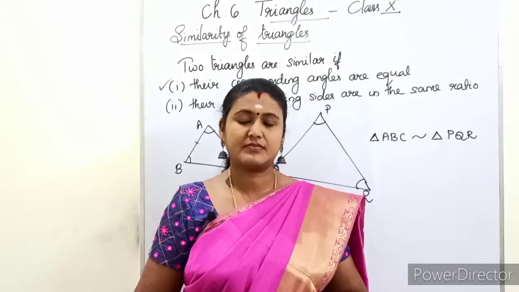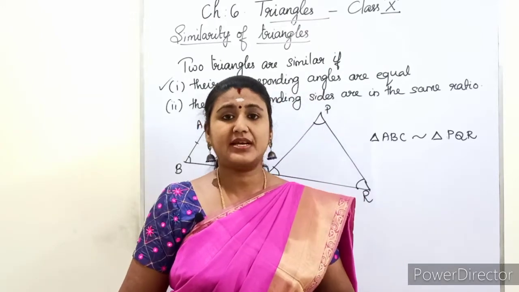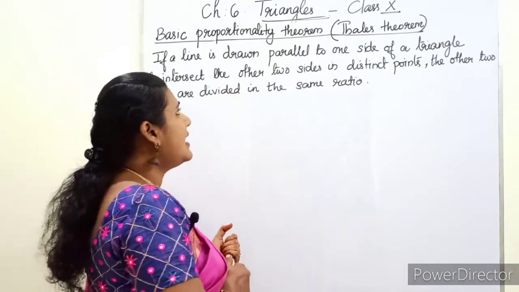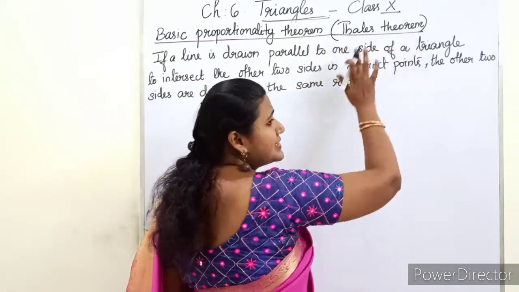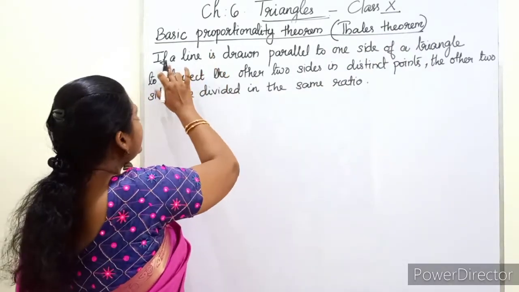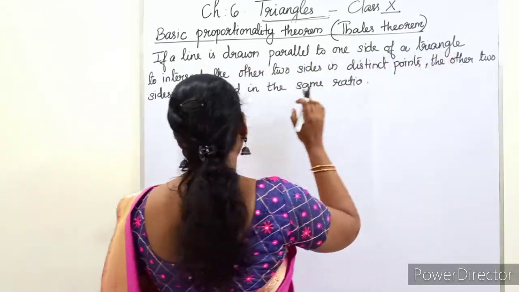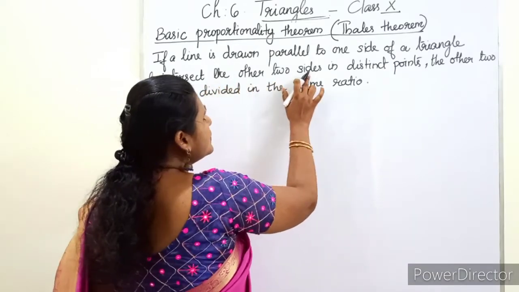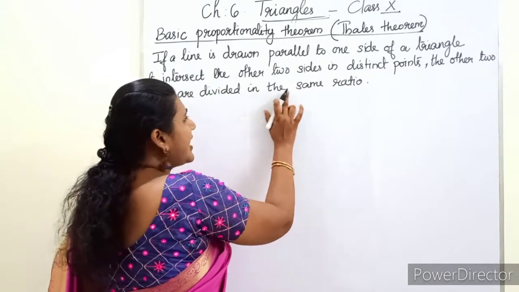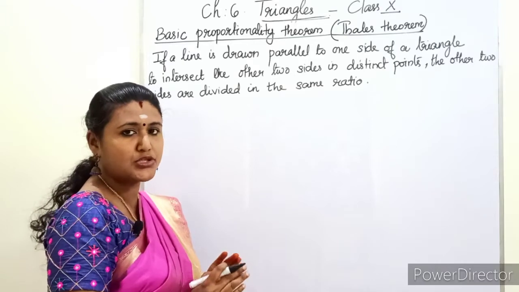Now we are going to learn a very important theorem of this chapter, the basic proportionality theorem. Another name is Thales theorem. The statement of the theorem is, if a line is drawn parallel to one side of a triangle to intersect the other two sides in distinct points, then the other two sides are divided in the same ratio. This is the statement of the basic proportionality theorem.